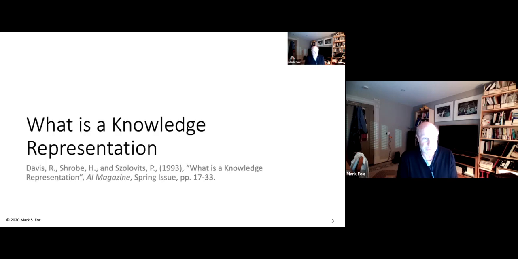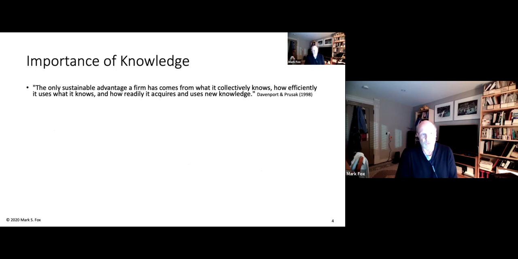So the first question is, what is a knowledge representation? What does it mean to represent knowledge? Well, why do we care about representing knowledge? Why is it important? Well, Davenport, who is a well-known thought leader in management science and in business management, wrote in 1998, back in the time when there was a major focus on development of knowledge management systems within consulting organizations, etc. He wrote that the only sustainable advantage a firm has comes from what it collectively knows, how efficiently it uses what it knows, and how readily it acquires and uses new knowledge.